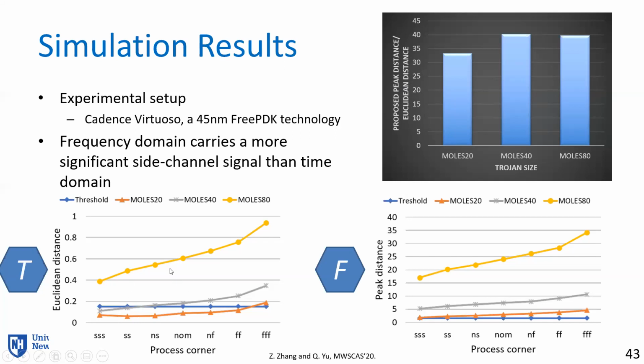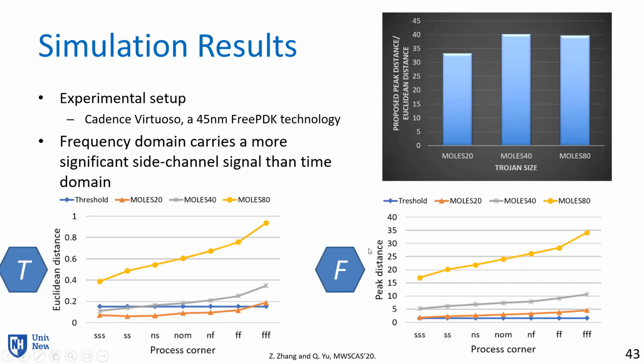On the left side, we perform the time domain Trojan detection based on the Euclidean distance. When we consider the process variation in the simulation, we see there are two cases, especially for small Trojan size. You will see that the orange line for the small Trojan has less Euclidean distance than the threshold, which is a baseline that does not have the process variation. For larger Trojan size, yes, it can detect it, but for small Trojan size, the Euclidean distance is not sensitive enough to indicate there's a Trojan inside.